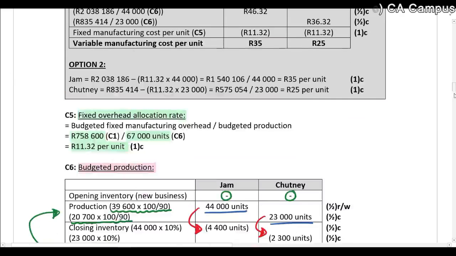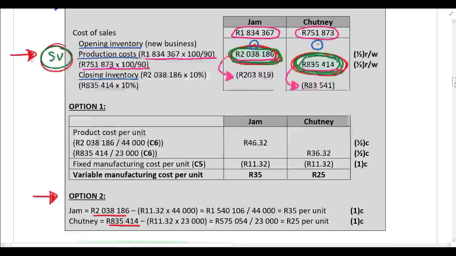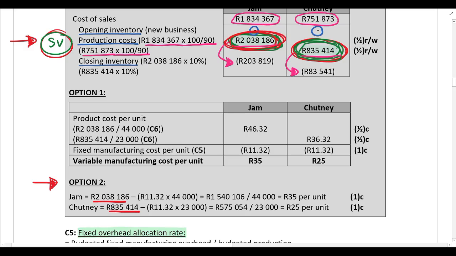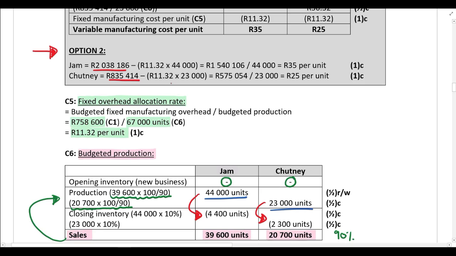So first, I just want to look at option 2, because that follows on nicely from what we've just done. You take that total semi-variable cost, which I have from above. You can see it's these amounts over here, the total semi-variable cost for each product. And remember, that's a semi-variable cost. If we deduct the fixed portion, we'll be left with the variable portion. So we know that the fixed overhead allocation rate is R11.32 per unit.